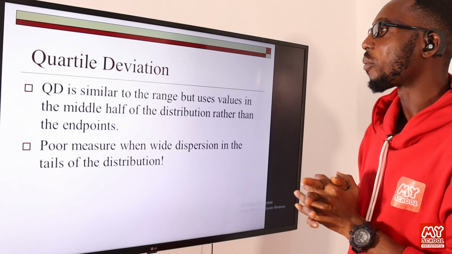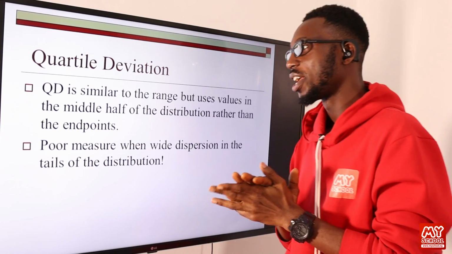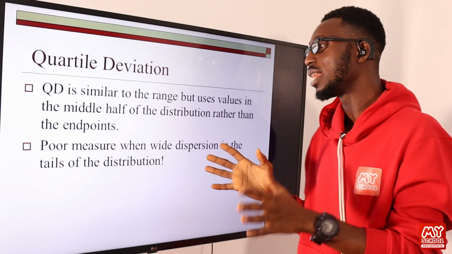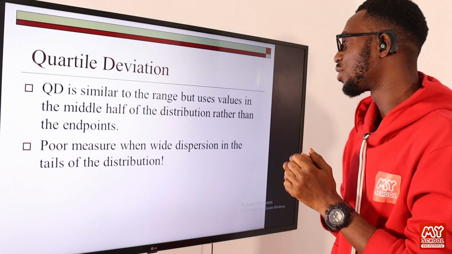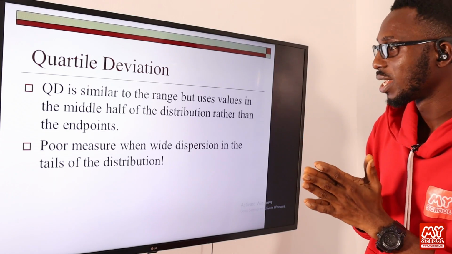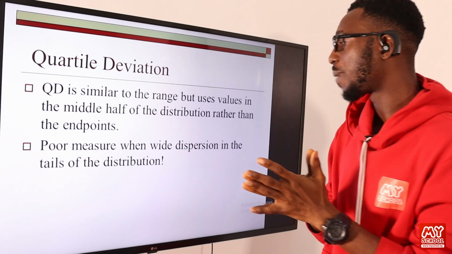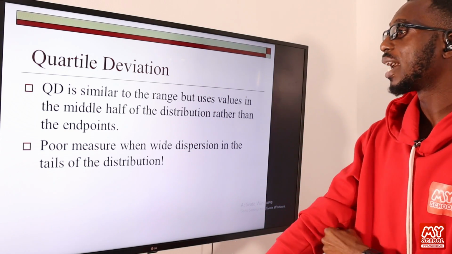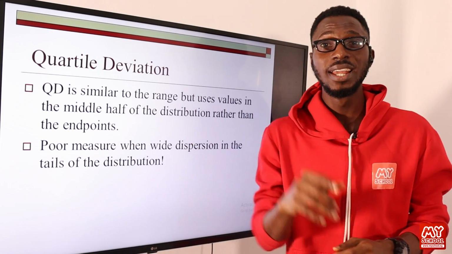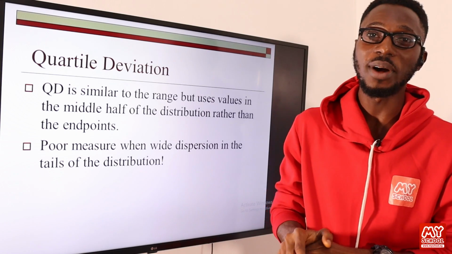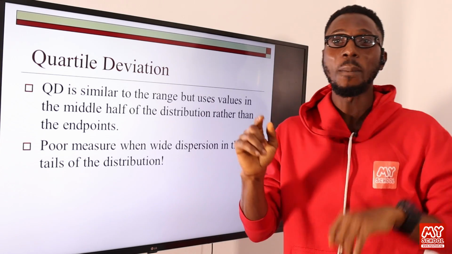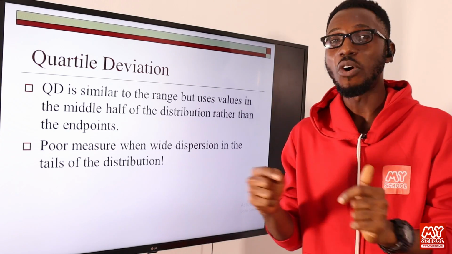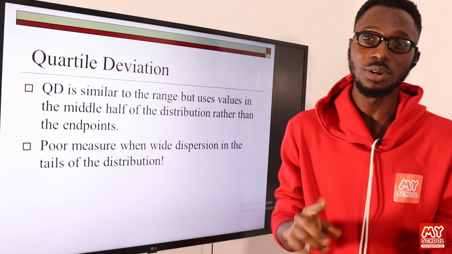So we have our quartile deviation. Quartile deviation is similar to range, but it uses values in the middle half of the distribution rather than the end points. So it is a poor measure when there is wide dispersion in the tails of the distribution. Let me just explain this. Remember, in our measures of location, we have our lower quartile and our upper quartile. Your lower quartile, your first quartile, that's your Q1. And your upper quartile or third quartile, that's your Q3.